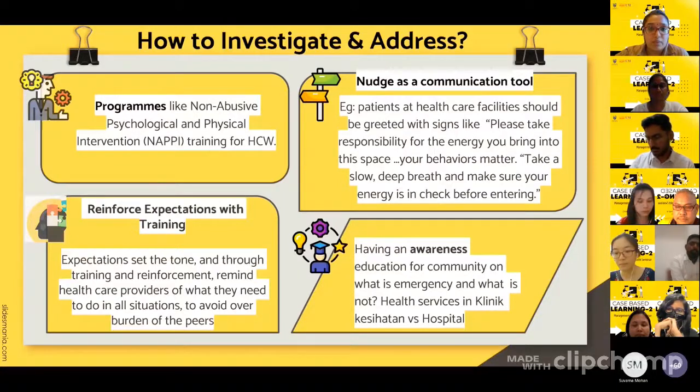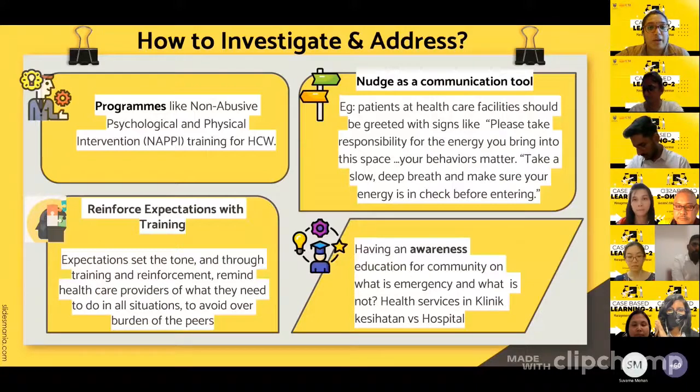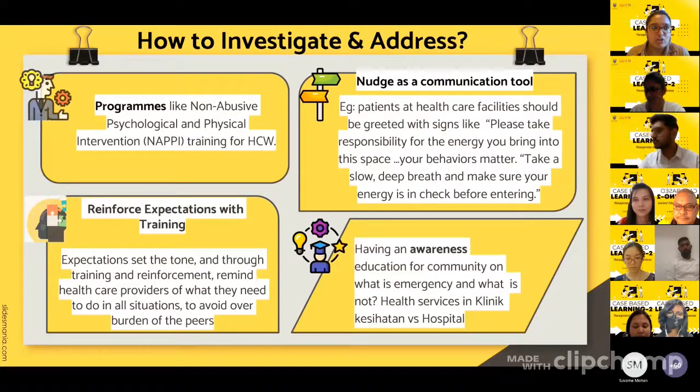So this sort of nudge can actually make a difference. For example, this is being practiced in the UK and Australia, they have huge signboards, whereby patients are greeted with signs like, please take responsibility for the energy you bring into this space. Your behaviors matter. Take a slow, deep breath and make sure your energy is in check before entering. So I guess the minute they look at these wordings, they themselves would know how to restrict themselves by not propagating their energy or their harshness towards the healthcare personnel, because each and every one of us is actually doing a job.